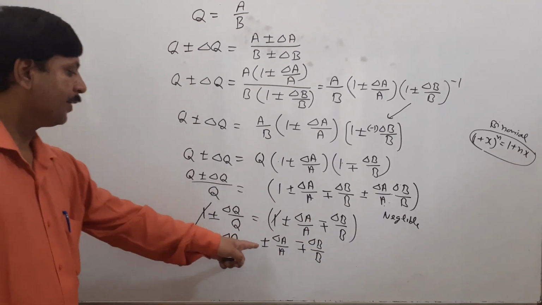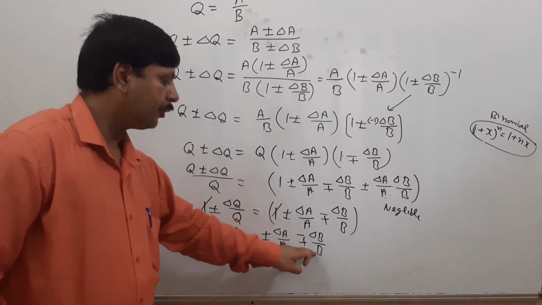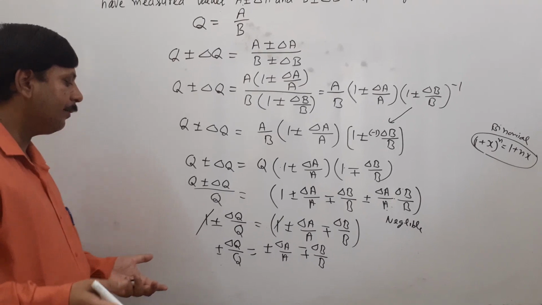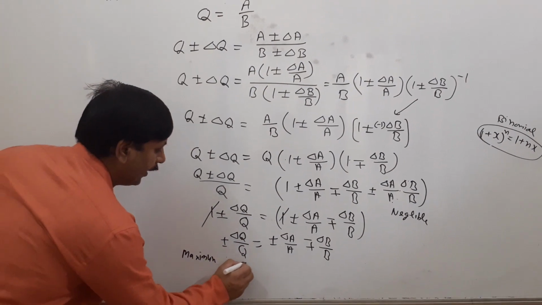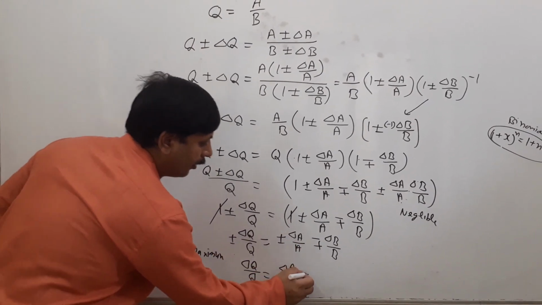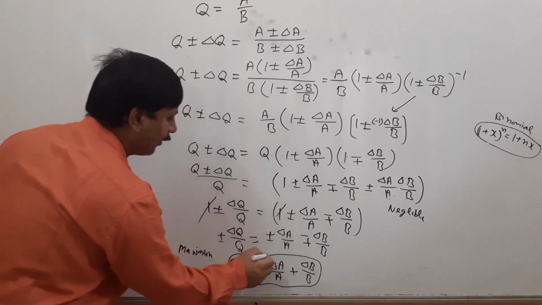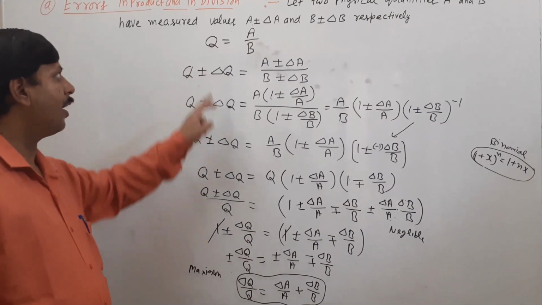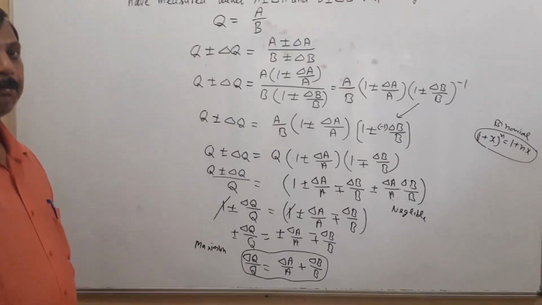Here you can see there are 4 combinations: one positive, one negative, one negative, one positive. So what will be the maximum value? Because in absolute error we take the maximum value. So del Q upon Q is equal to del A upon A plus del B upon B, taking only positive values. This is the formula for absolute error. In division, the relative error of Q is the sum of the relative error of A and the relative error of B.